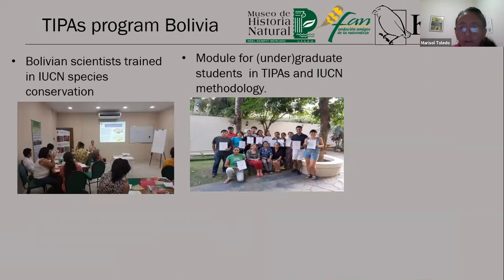Another way to work, and the next phase, was training capacity in the country. We had a first national workshop with international assessors from the IUCN Red List. After these people were trained, we tried to share our knowledge with students. So undergraduate and graduate students participated in two courses about TIPAs and IUCN methodology.